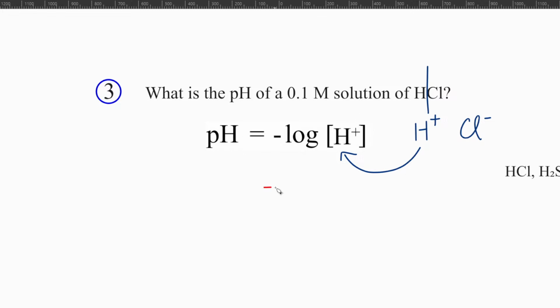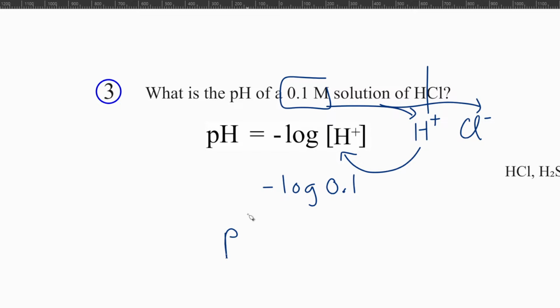pH, so negative log of 0.1, and it's 0.1. You have 0.1 molar solution of H plus and Cl minus. They broke apart, but they're still 0.1. That turns out to be a pH of 1. That's it, pH of 1. So pH of 1 is pretty acidic. More than our, what would you say, more than our lemon juice.